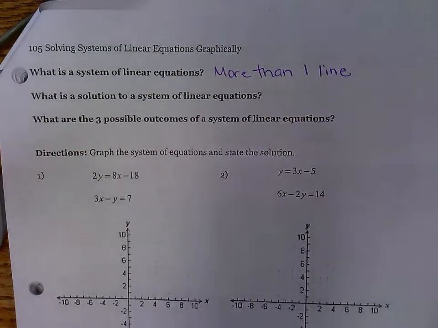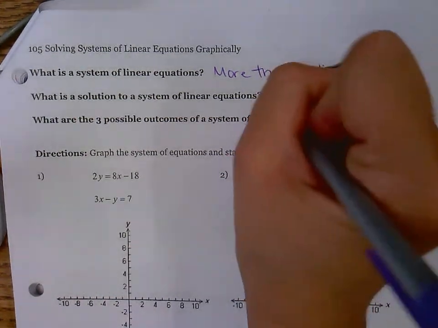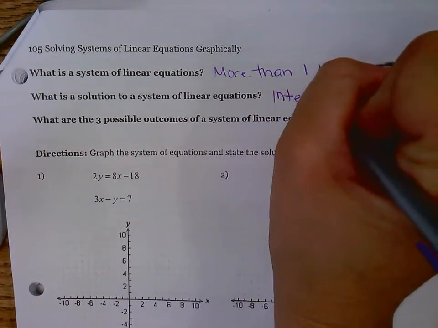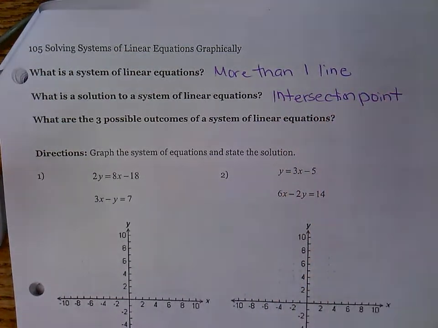Nice. All right. What is a solution to a system of equations? What am I looking for when I graph these? The intersection point. So the coordinate of the intersection point. Intersection point. And can someone give me one of the three possible outcomes? I might find this, I might find this, or I might find this. Give me one of them.